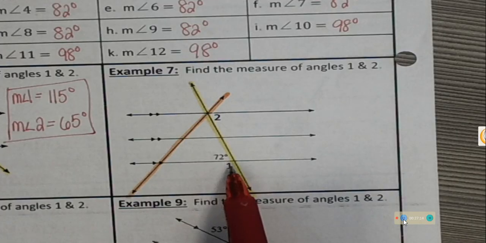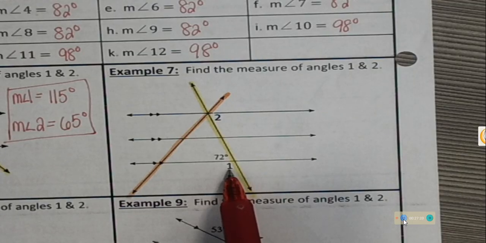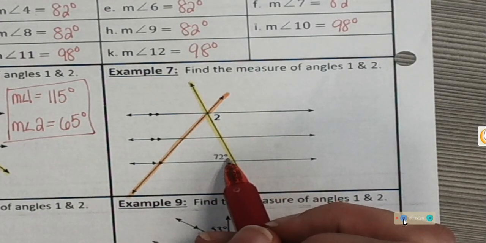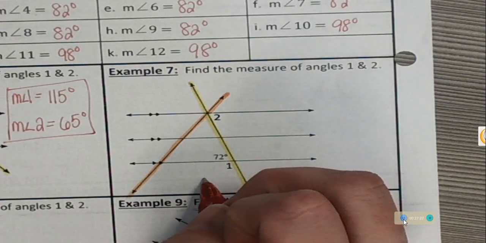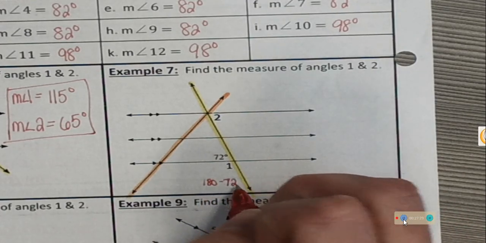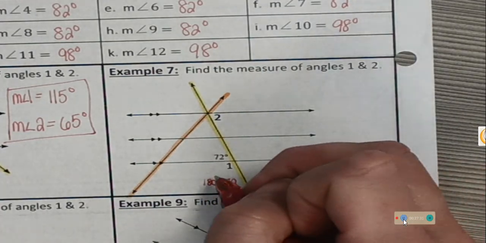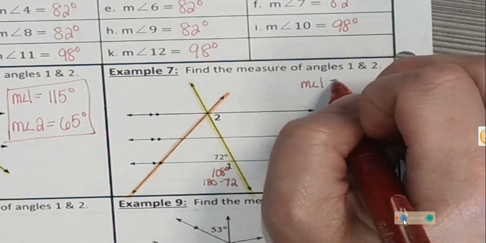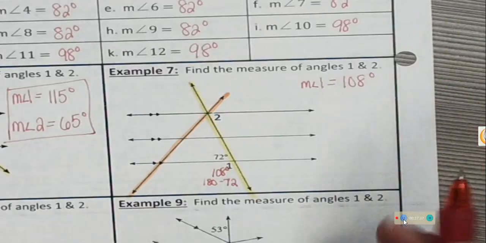So are these congruent or supplementary? They add to equal 180. A straight line is 180. Thank you, friends. So if I know this part is 72, how do I find angle 1? 180 minus 72. And 180 minus 72, what'd you get? 108 degrees. So the measure of angle 1 equals 108 degrees.